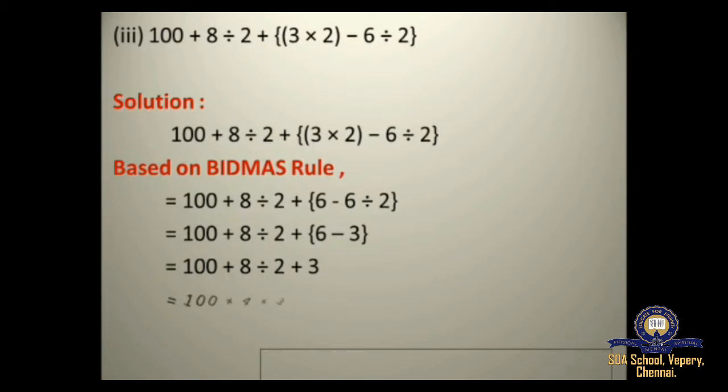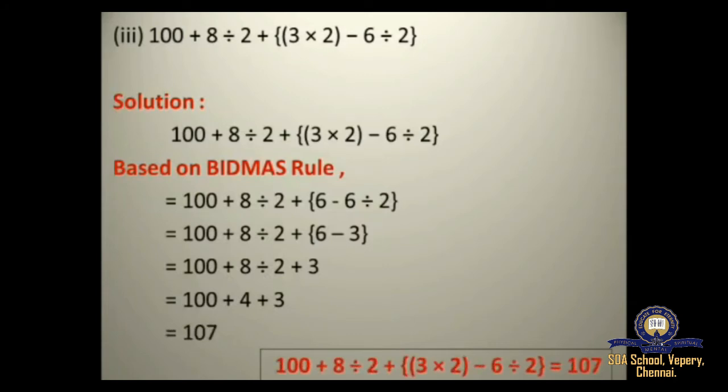Okay, so 8 divided by 2, you will be getting 4. Now you will be adding everything, you will be getting 107. Got it, students? So first you are going to apply the BIDMAS rule. You're going to solve the brackets first, so you're going to solve the innermost bracket first.